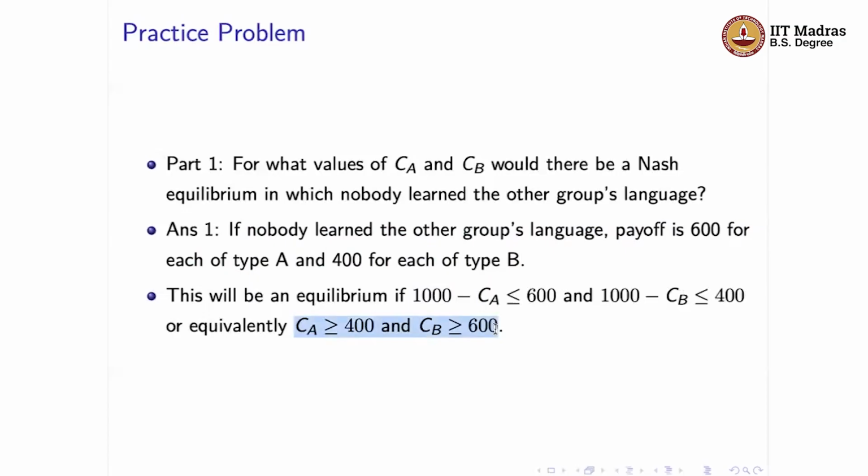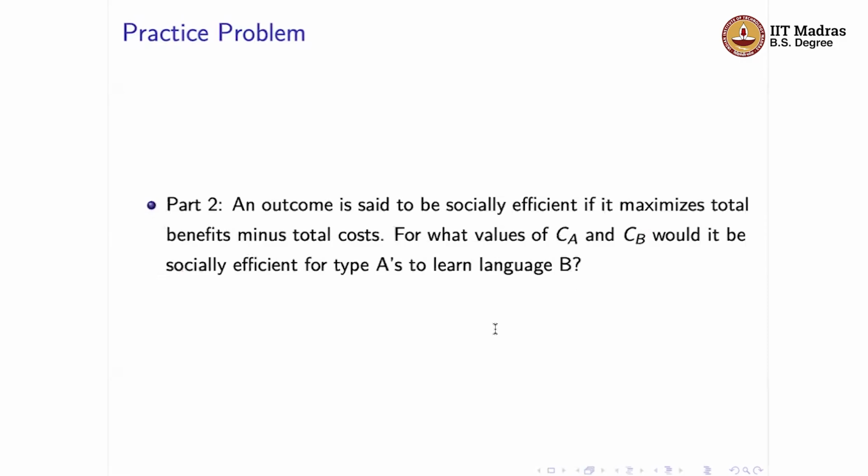Okay, so this is part one. All right, what about part two? Part two is saying that we want to think now about the efficiency perspective. An outcome in this context is said to be socially efficient if it maximizes total benefits minus total cost, right? Now the question is, for what values of CA and CB would it be socially efficient for type A's to learn language B? Before you see the answer, I encourage you at this point to pause the video and think about it for a bit.